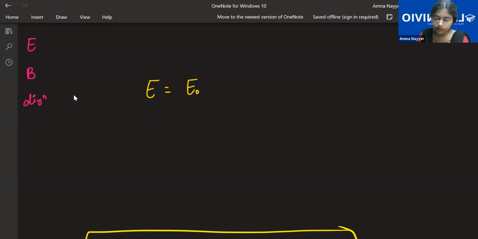Yes, ma'am. E naught sine omega t plus... I'm not asking for the equation or anything. I'm saying what is that? Oh yeah. Okay, wait one sec. Peak value of EMF. Peak value. Finally, why were you not able to tell this?